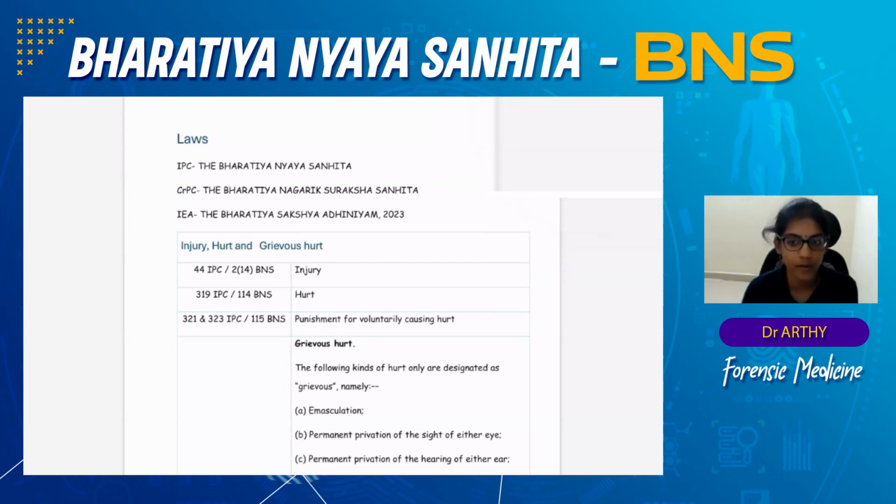So today is going to be a quick revision for the batch that's going to write the exam on Sunday, and also for the batch which is going to write next year. We will make it very simple. We will break it down to the easiest form.